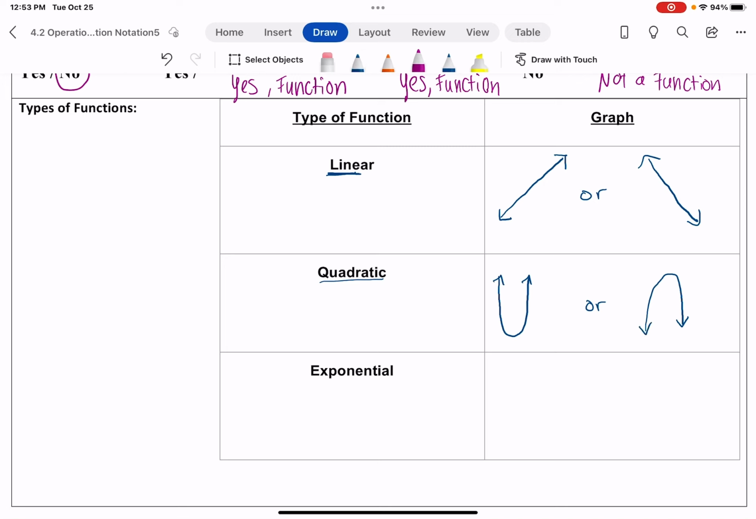And the shape of these graphs actually have a name. They are called parabolas. And then the very last one is our exponential functions. Now our exponential functions have curves that sort of look like this, where they go up or they go down, just like this. They look a little bit like a J and an L if you look at them in a different way. So those are our three types of functions, and those are what their graphs look like.